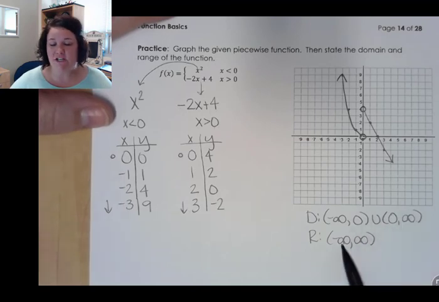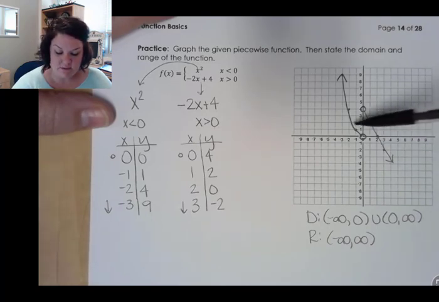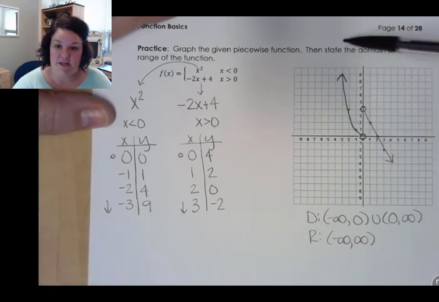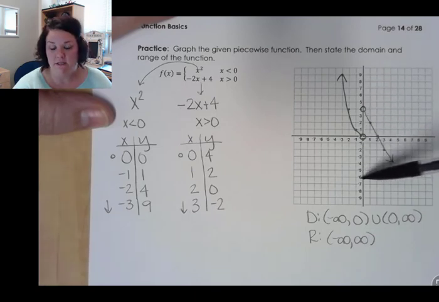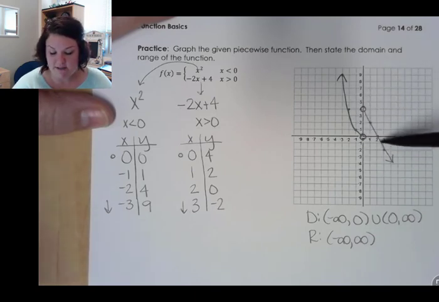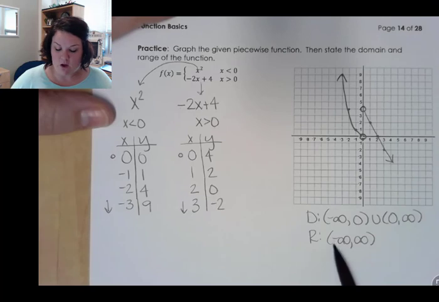Now my range, however, I don't have an issue at all, because this one's going to keep going all the way down to -infinity. This one's going to keep going all the way up to positive infinity, and we have every y value in between covered, because where this piece stops, this one keeps going down. Where this piece stops, this one keeps going up. So our range is going to be all real numbers from -infinity to infinity.